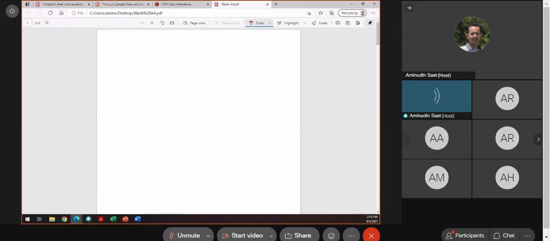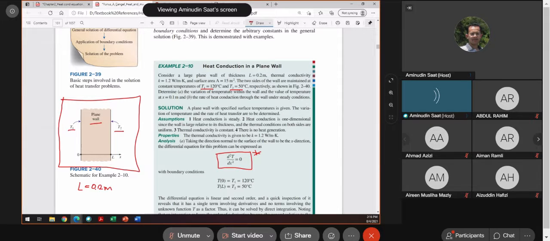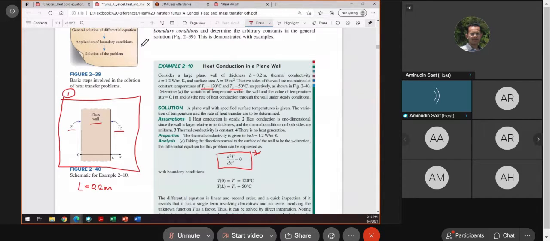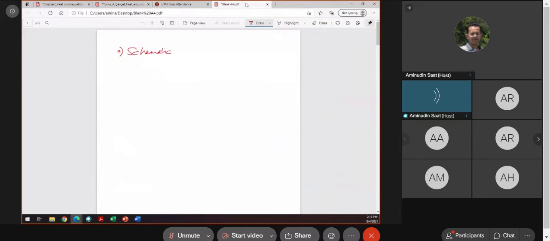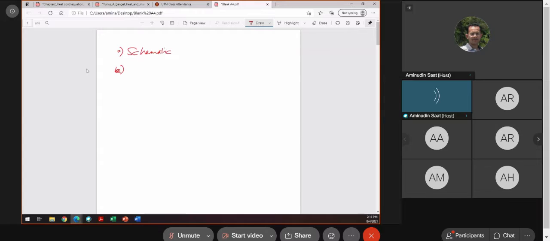So first, like I say, you need to draw the schematic of the problem. This is what is given in the example here, the schematic. So this is the first one. And then second, you need to identify or state the assumptions of the problem.